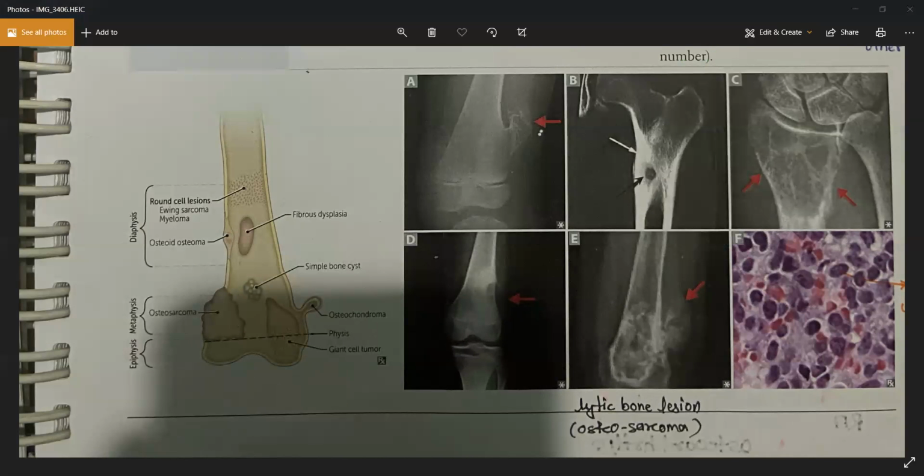So for the long bones on the epiphysis, you will be having a giant cell tumor. A giant cell tumor is actually a tumor of the osteoclast cells, right? So what you can see on the histology are multinucleate giant cells, and these are nothing but the osteoclasts, because you guys already know that the osteoclasts are multinucleated cells, right?